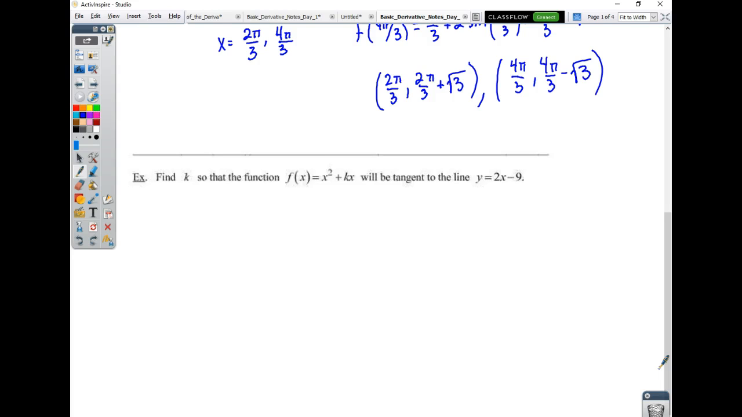So thank you. Find k so that the function f of x equals x squared plus kx will be tangent to the line y is equal to 2x minus 9. Oh my goodness. Holy smokes. What do you think, Nina? Nina's already thinking. Find k so that the function f of x equals x squared plus kx will be tangent to the line y is equal to 2x minus 9.